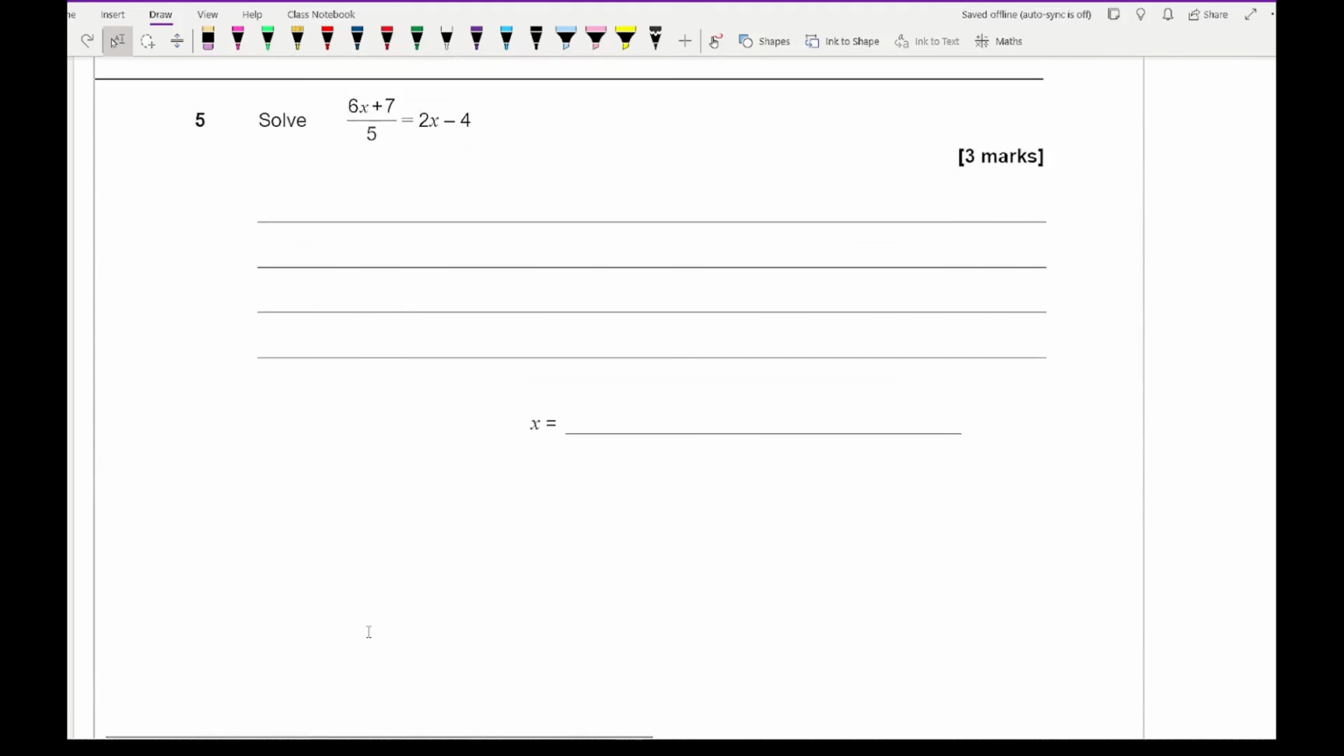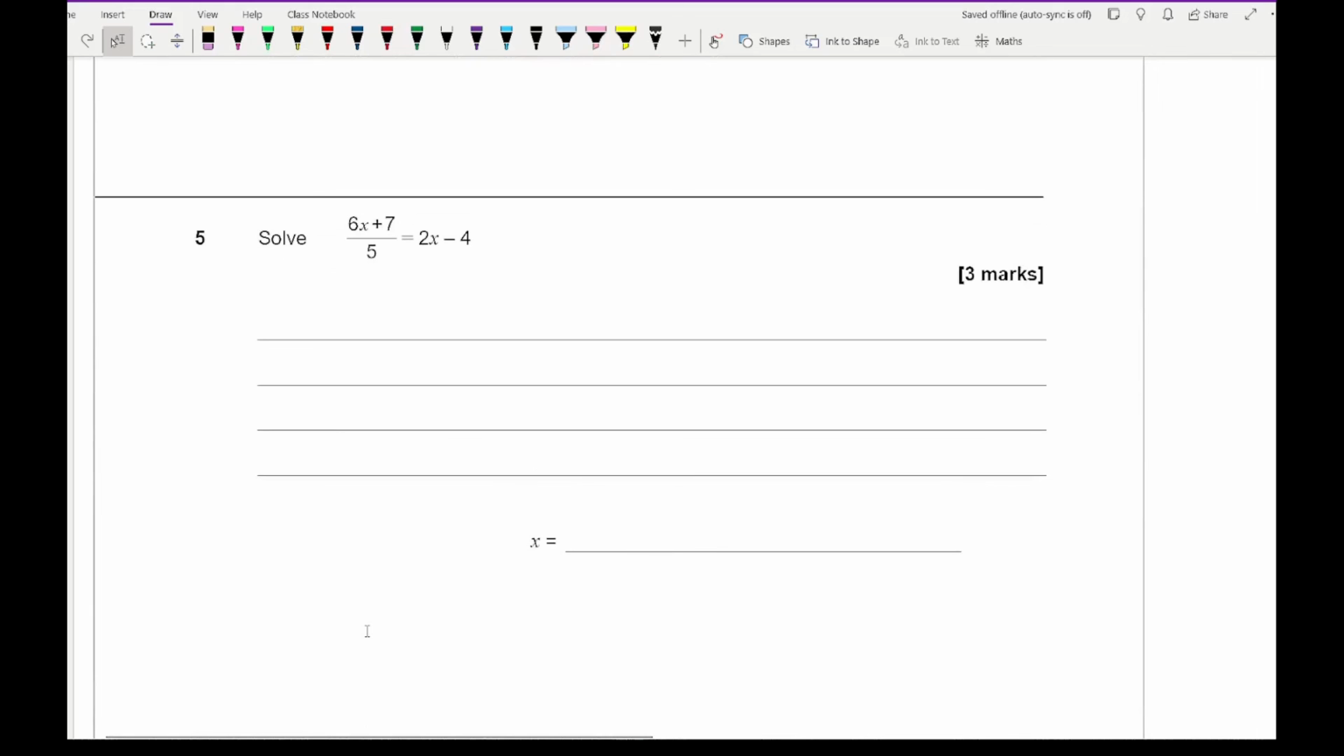Then moving on to question 5, it says to solve this equation. So again, what we need to do is get rid of the fraction. So we want to get rid of this by timesing by 5. So if we take the 5 over, now remember we need to multiply everything on the right hand side by 5. That becomes 5 times 2x, which is 10x, and 5 times 4, which is minus 20.